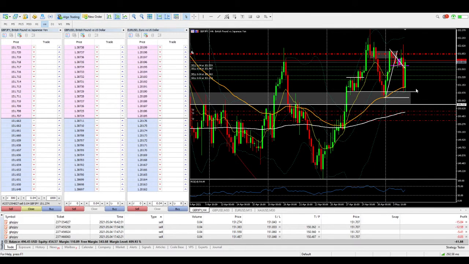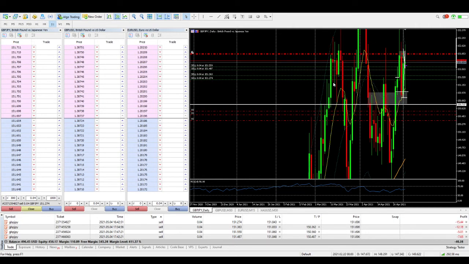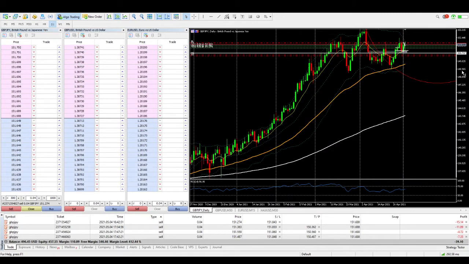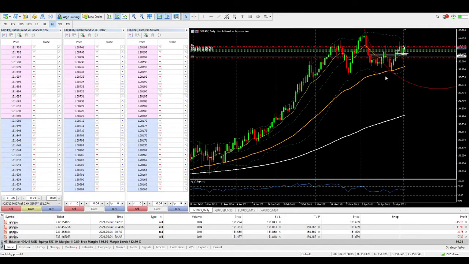Okay, let's look at the daily. Okay, it's still up. So this is the 55, the orange one. This is the 200. So basically, yeah, we are still up.